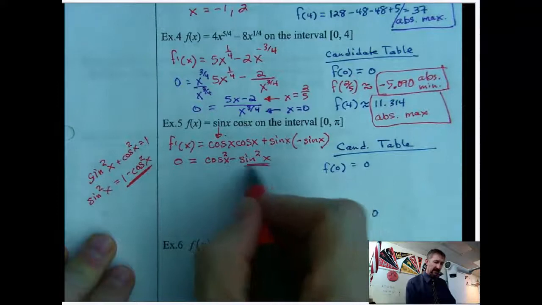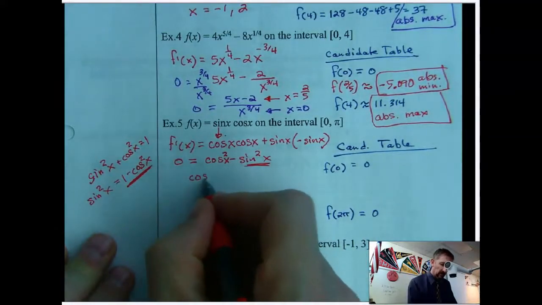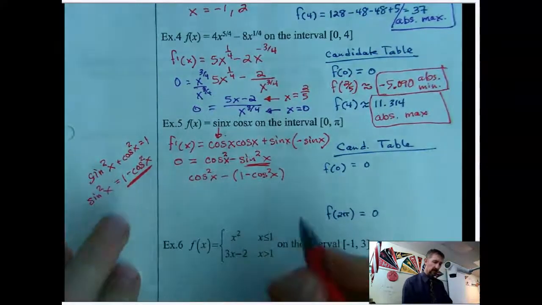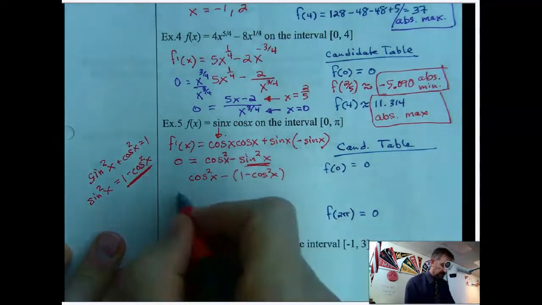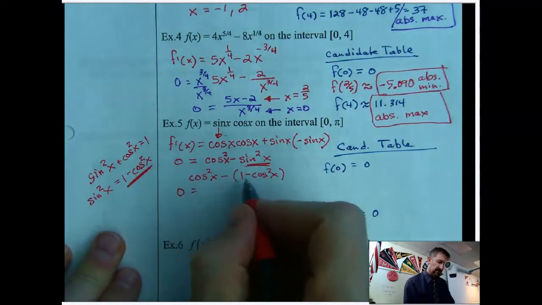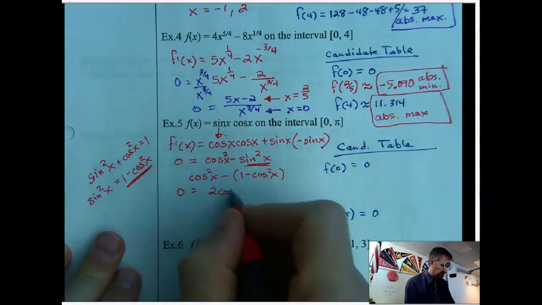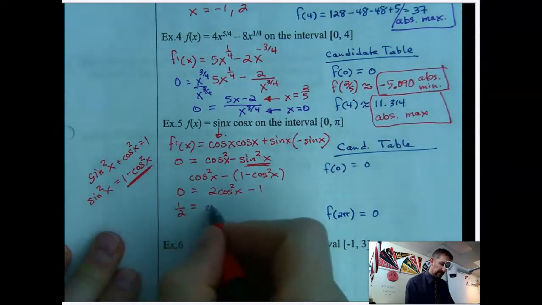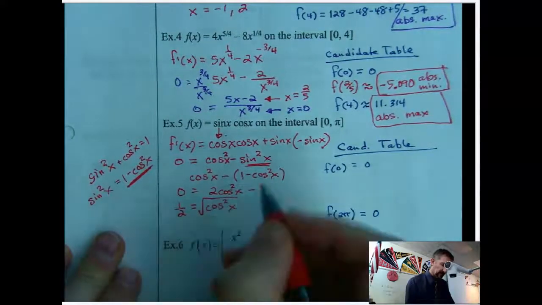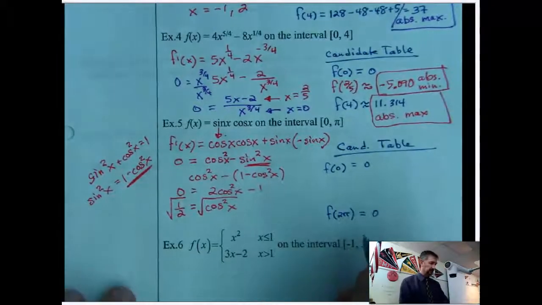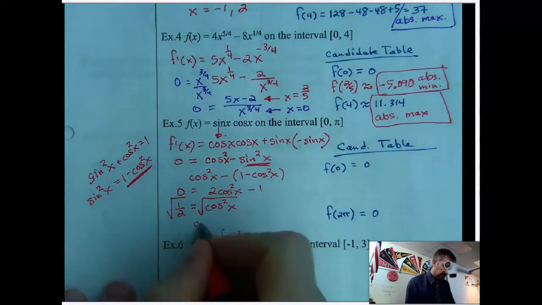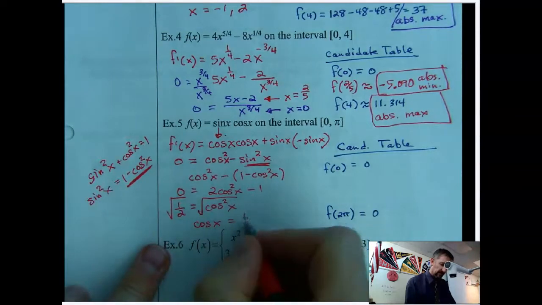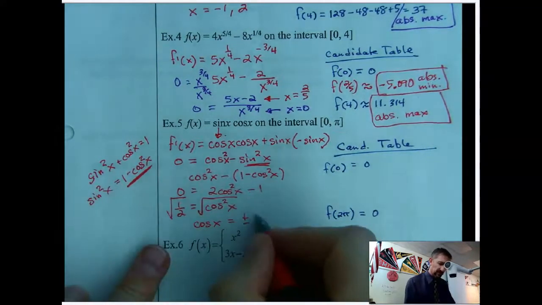So we can replace that with 1 minus cosine squared. That is going to be minus, that's going to be plus. So I'm going to have 2 cosine squared x minus 1. If I add 1 and divide by 2, and take the square root of that, we're going to have cosine x equals the absolute value, so it's plus or minus, and if we rationalize that, that's root 2 over 2.